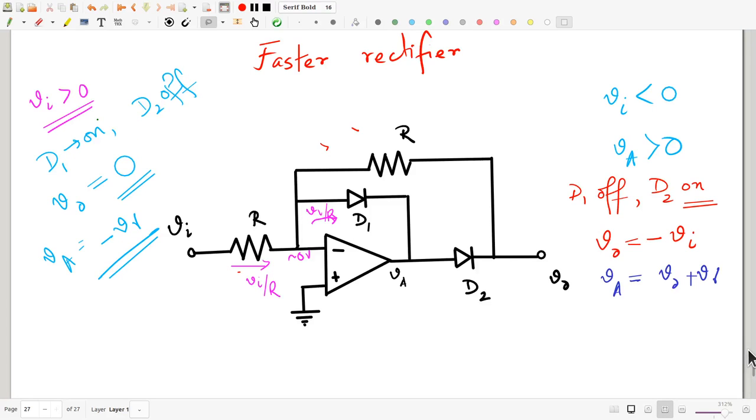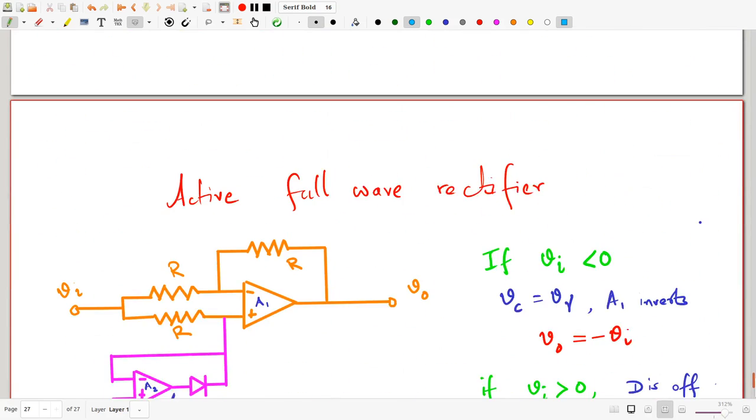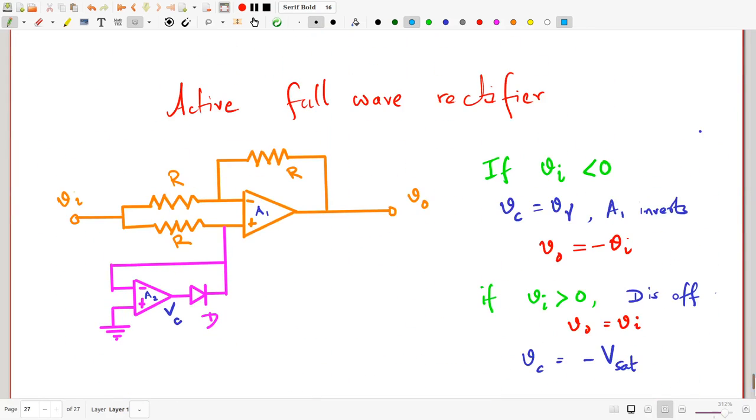Both the circuits we have been looking at so far have been half-wave rectifiers. We might also want to have full-wave rectification produced using active circuits, and one such example is this one. So this is an example of an active full-wave rectifier circuit, and in order to understand how this works, let me first focus on just the orange part of the circuit.